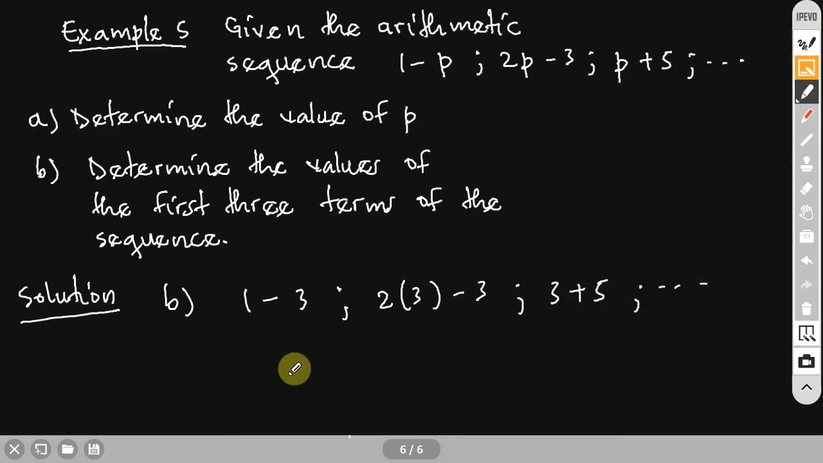Okay, so 1 minus 3 is minus 2. And here you have 2 times 3, which is 6, minus 3, it will be 3. And 3 plus 5, which is 8. So the first 3 terms are minus 2, 3, and 8. So those are the first 3 terms. So we have solved for question B.